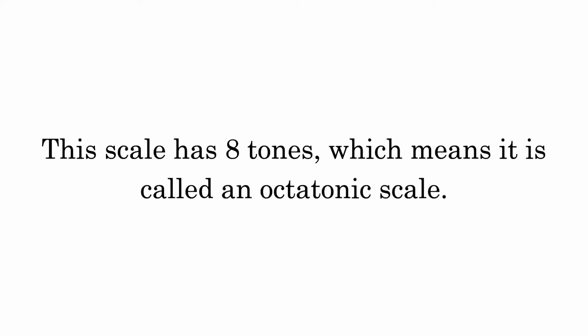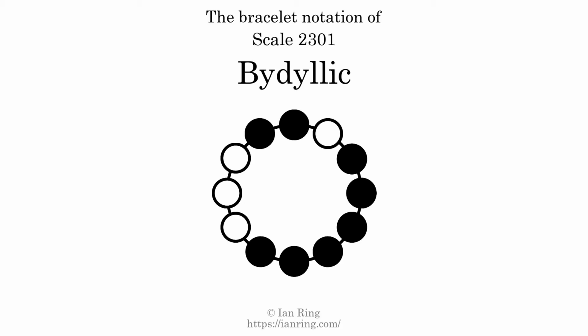This scale has 8 tones, which means it is called an octatonic scale. This is a bracelet notation diagram of scale 2301. The shaded circles represent tones that appear in the scale, and they are read clockwise, starting at the top.